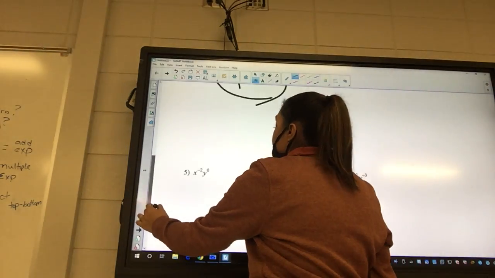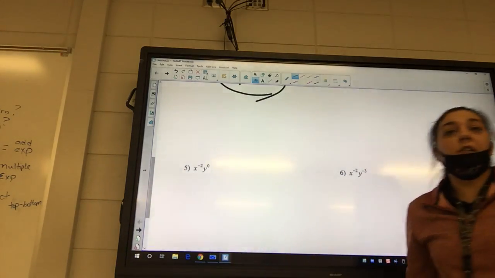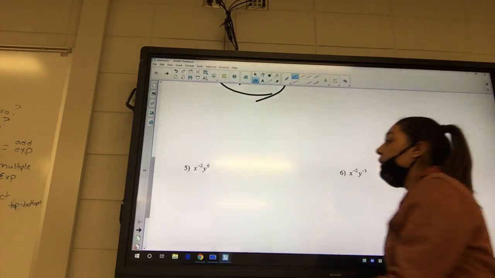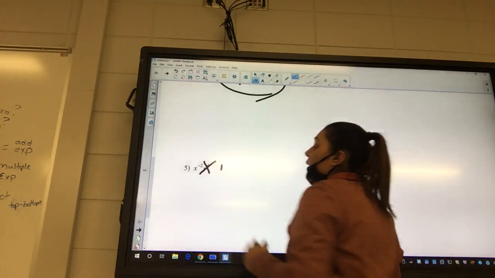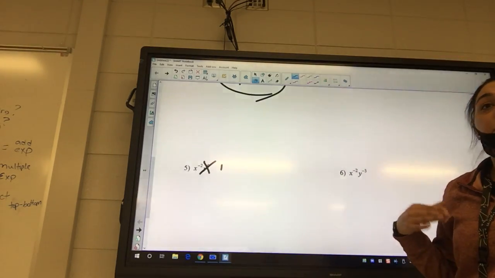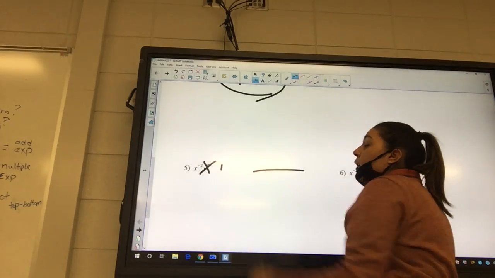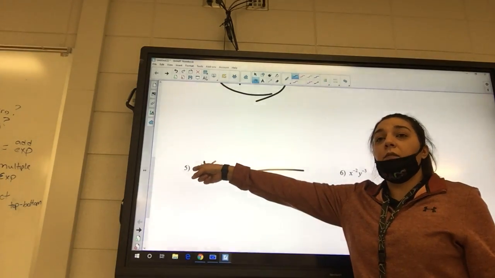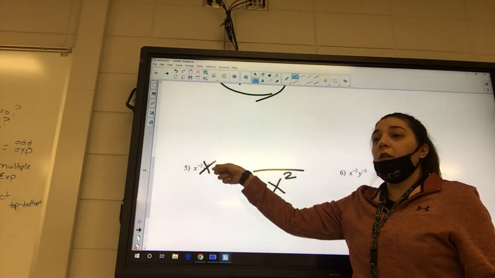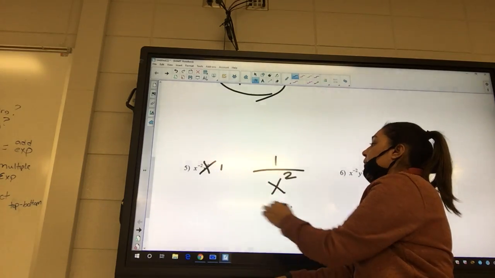Okay, 5, same thing, is simplifying. So, is there any zeros? Yeah, what is a 0? It's a 1. Anything to the 0 power is 1. Okay, and then we said, do we have any negatives? Yeah, so we draw our bar. Where does the x to the negative 2 go? On the bottom, and it becomes a positive 2. Where's the 1 go? Top.